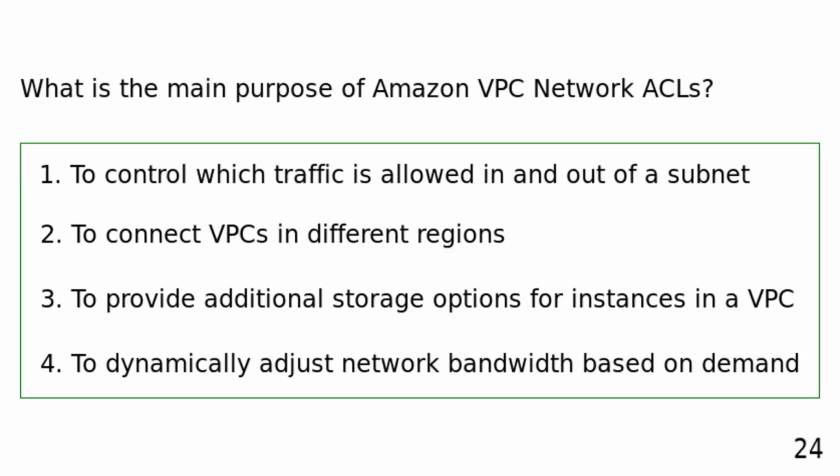What is the main purpose of Amazon VPC Network ACLs? To control which traffic is allowed in and out of a subnet. To connect VPCs in different regions. To provide additional storage options for instances in a VPC. To dynamically adjust network bandwidth based on demand.